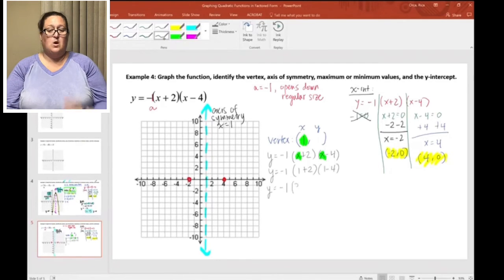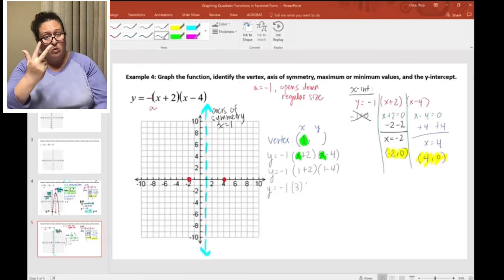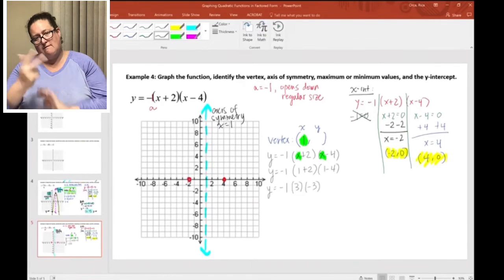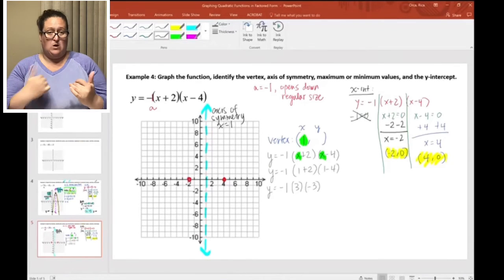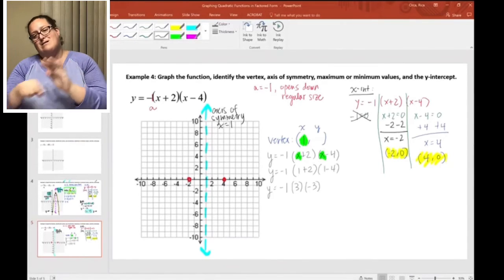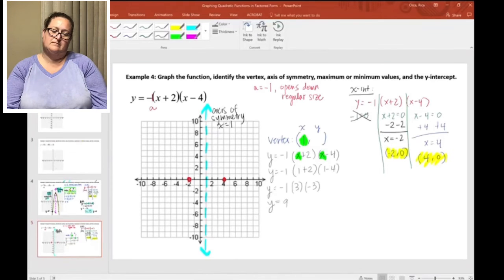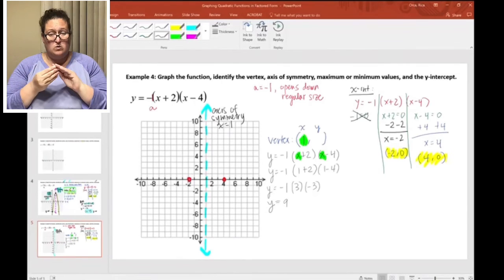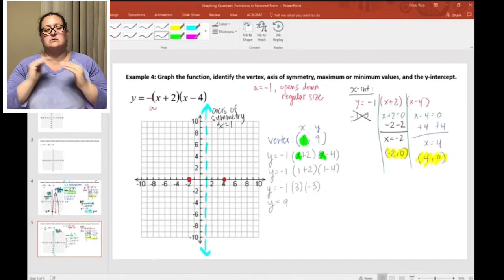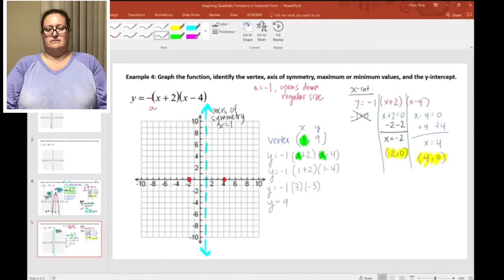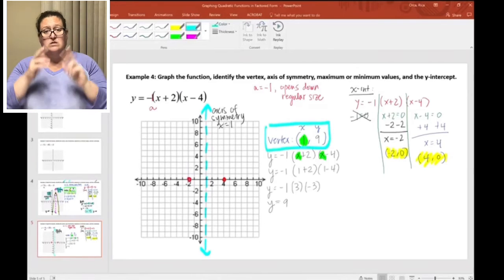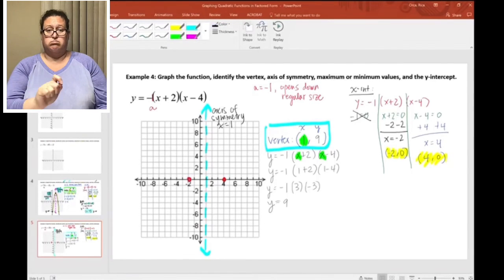1 plus 2 is 3. 1 minus 4 is -3. Now we have -1 times 3, which is -3, and -3 times -3 is +9. So the y-coordinate of our vertex is +9. The vertex is done. Let's plot that point. 1, 9.